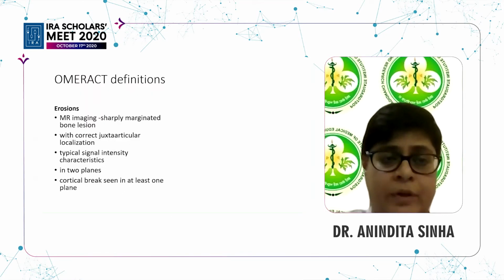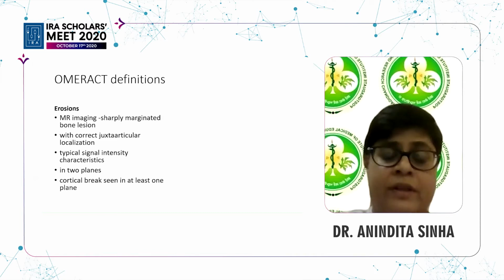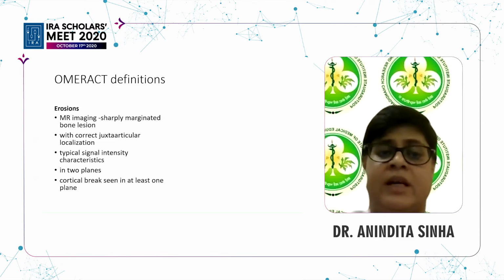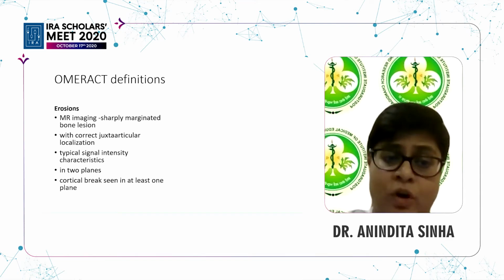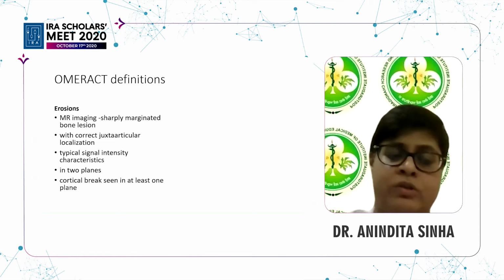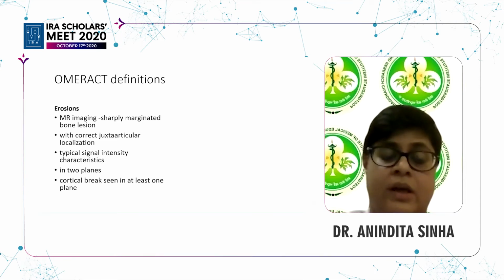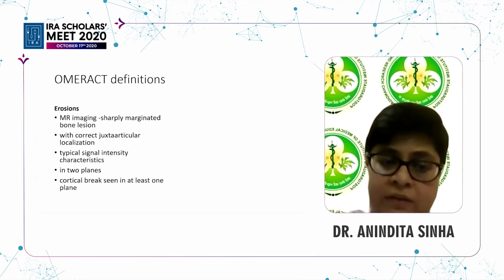So coming to the erosion, the OMERACT definition of erosion is a sharply marginated bone lesion with a correct juxta-articular location, because there may be juxta-articular indentations which are well corticated or maybe not even well corticated, which can mimic erosion, especially in the small joints. It should have typical signal intensity characteristics, with hyperintensity on T2 weighted images and loss of the hypointensity of the normal cortex on the T1 weighted images.